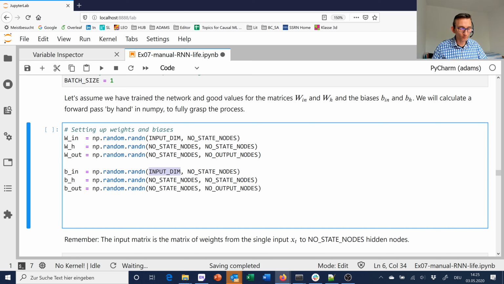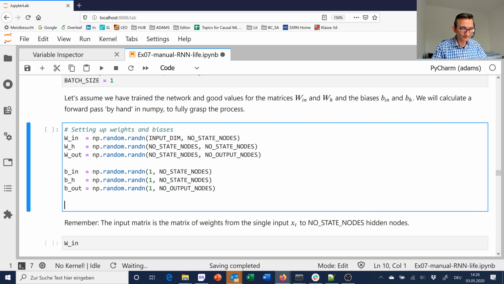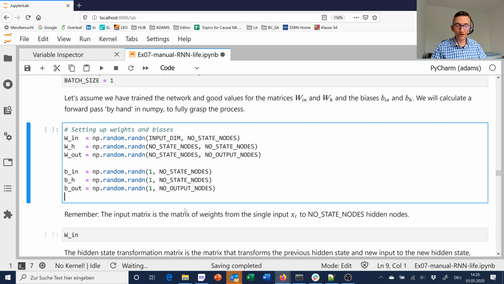And then, since we have biases that just go into the next layer, the first dimensions can be set to a 1. And then the bias corresponding to the input layer flows into the hidden state. So we have the number of state nodes here. The bias for the hidden layer transition, same story. And the bias in the output layer, these signals go into the output node, so we need the number of output nodes here. That is it. That is the setup of our neural network.